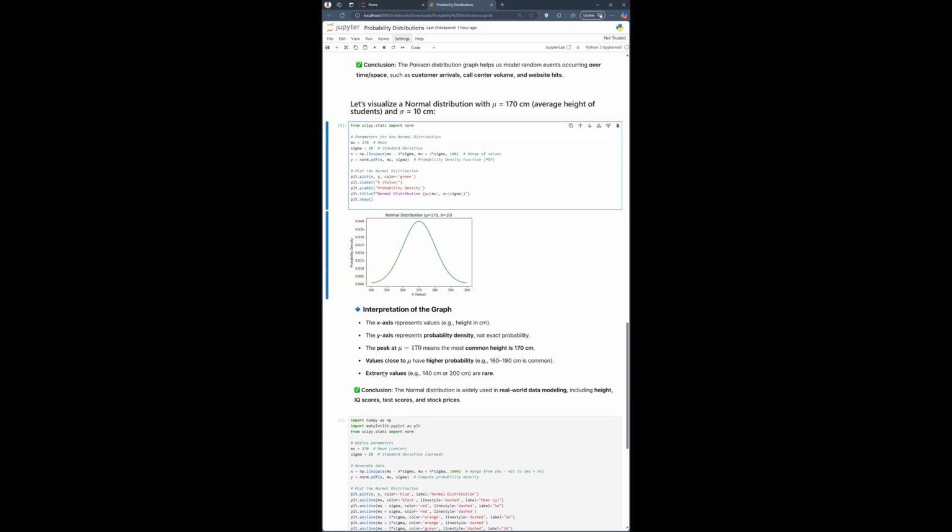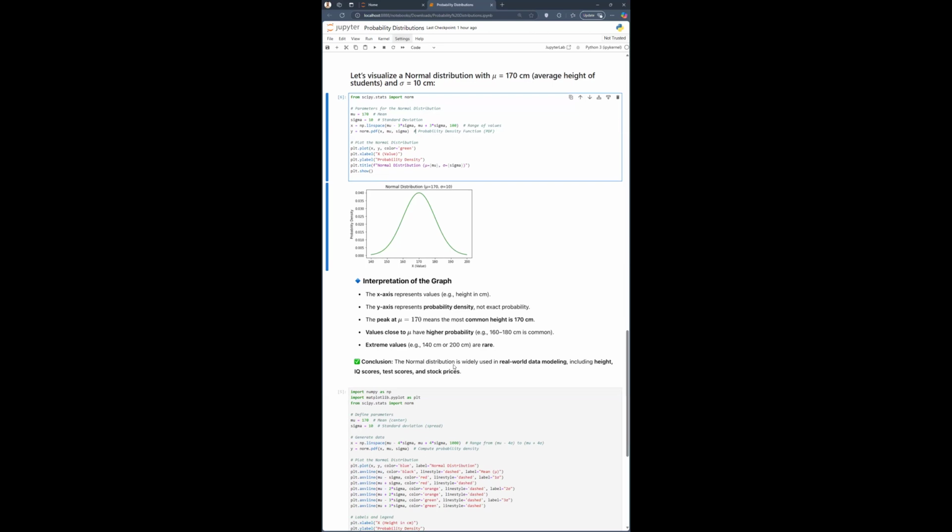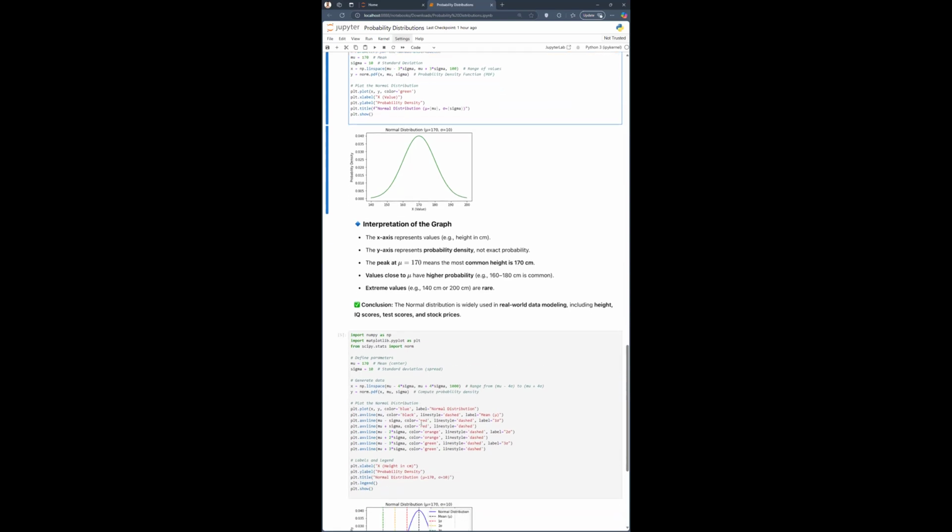Empirical rule, remember? What are the extreme values here? Extreme values in this case are 140 centimeters to 200 centimeters, because these values are three standard deviations away from the mean. So the conclusion: normal distribution is widely used in real world data modeling, including height, IQ score, test scores, and stock prices.